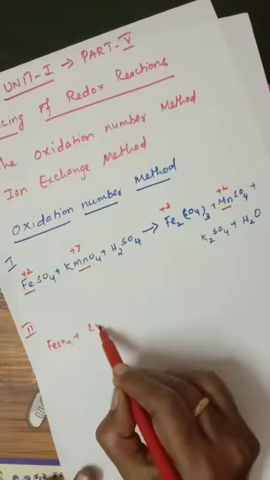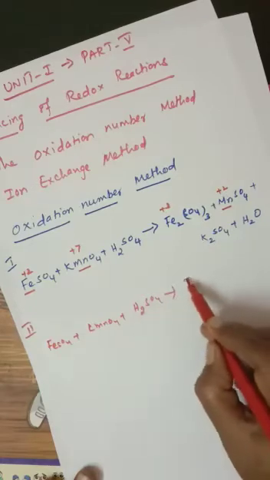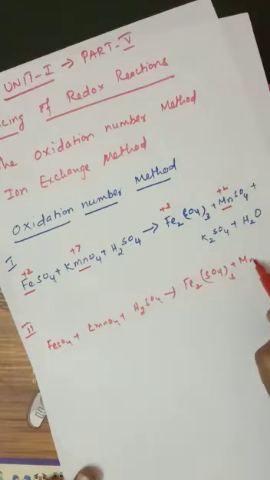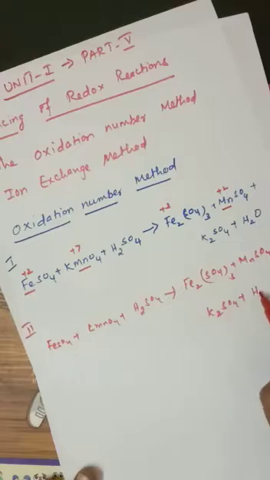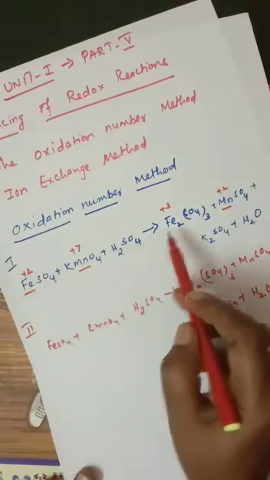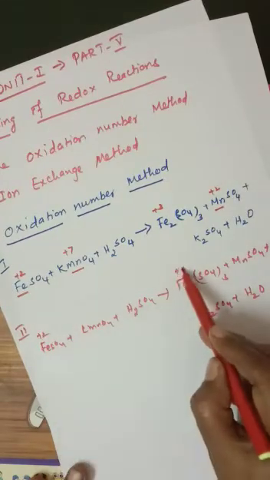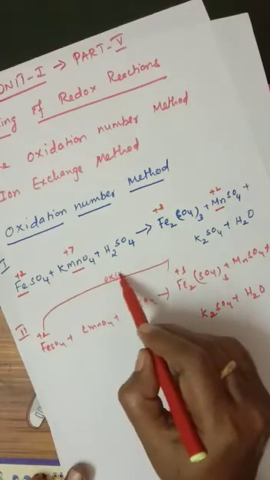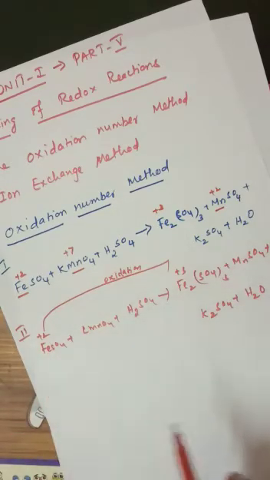Now we are going to see FeSO4 plus KMnO4 plus H2SO4 and Fe2(SO4)3 plus MnSO4 plus K2SO4 plus H2O. So see here plus 2, here plus 3. What happened here? Plus 2 becomes plus 3. So increasing oxidation number. So here oxidation takes place. This is the second step. Find out where oxidation takes place, where the reduction takes place, where the oxidation number is increased, where the oxidation number is decreased.